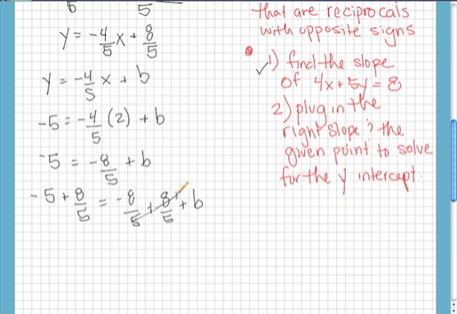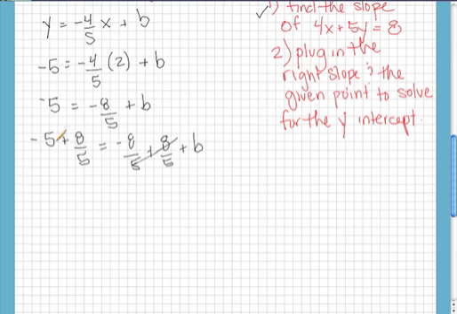This will go ahead and cancel, and what we are left with is b is equal to all of this nonsense. Let's go ahead and put this over a common denominator to see what it really is. Our common denominator is 5, so we're going to multiply this negative 5 by 5 over 5. Let's just go ahead and note that, to get negative 25 over 5 plus 8/5. That simplifies to negative 17 over 5, and that, of course, was equal to b.